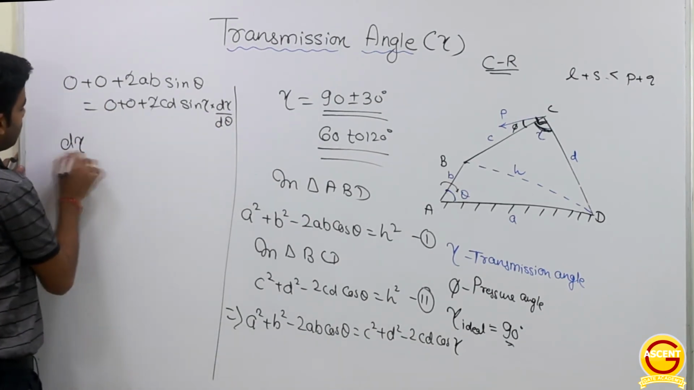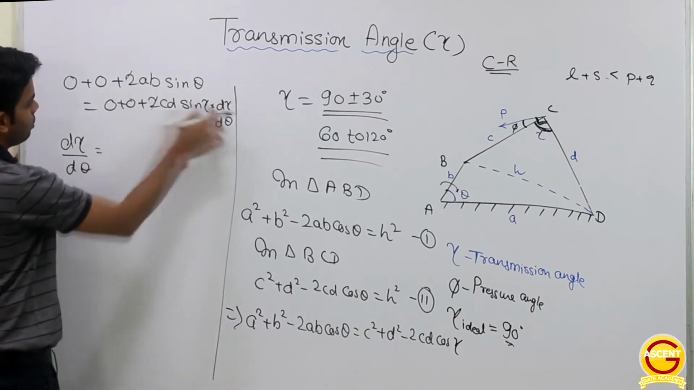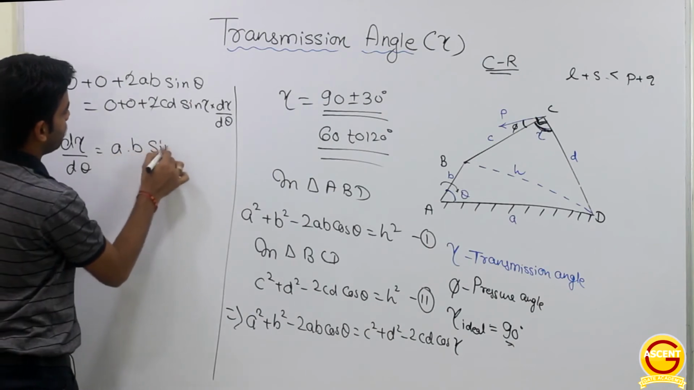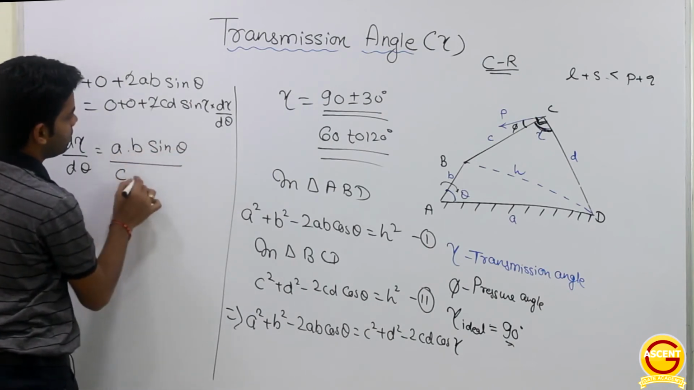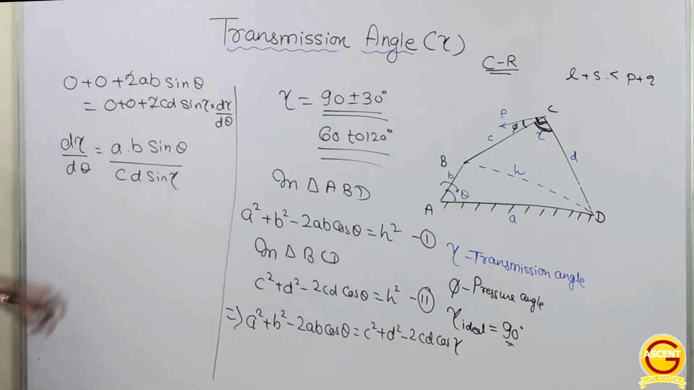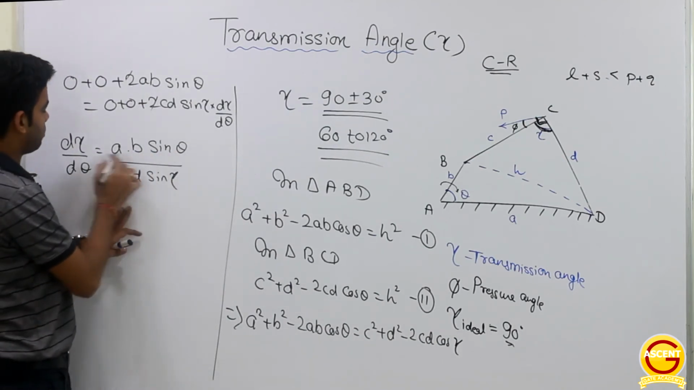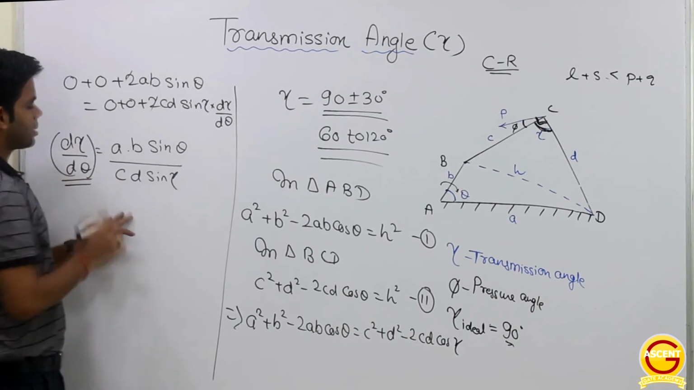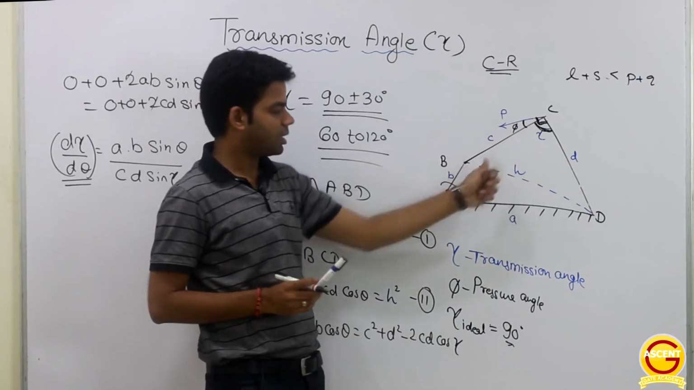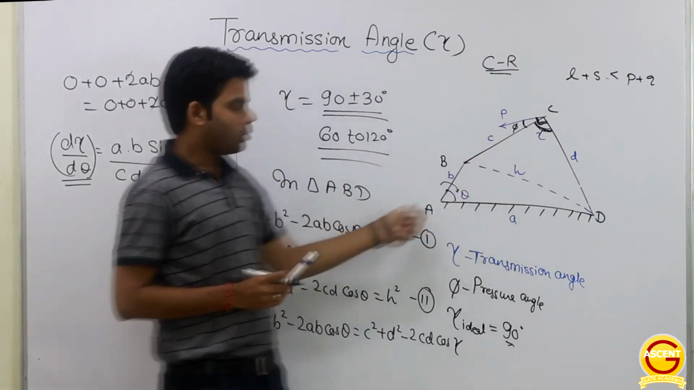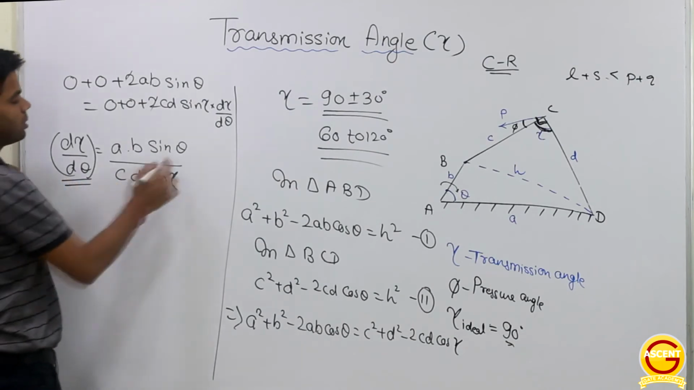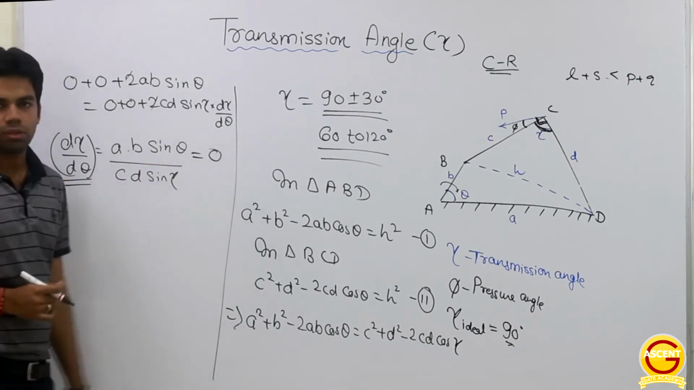This d gamma by d theta. Okay, what will be the value of this d gamma by d theta? This will be equal to A into B sin of theta divided by C into D sin of gamma. Getting this one? Okay. Now for this expression, for the value of this gamma to be minimum and maximum, what did we have to do? We had to find out the angle theta for minimum and maximum value of gamma. So for this gamma to be maximum and minimum, this d gamma by d theta should be equal to 0.